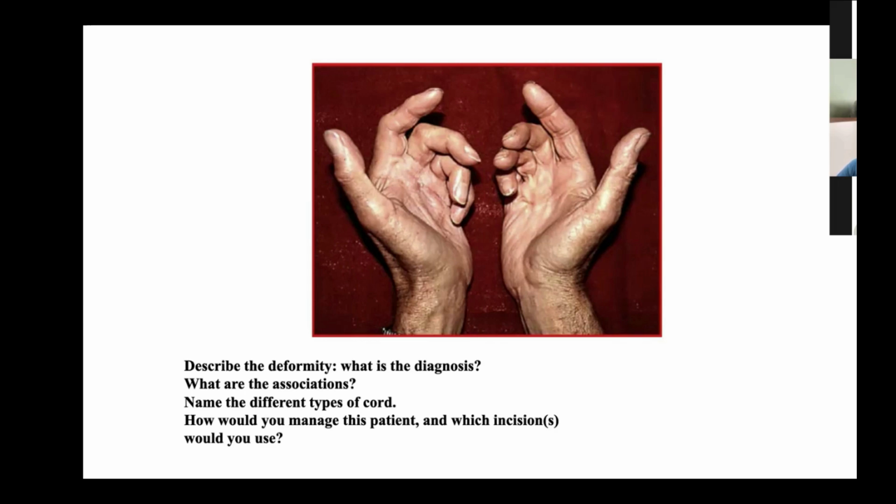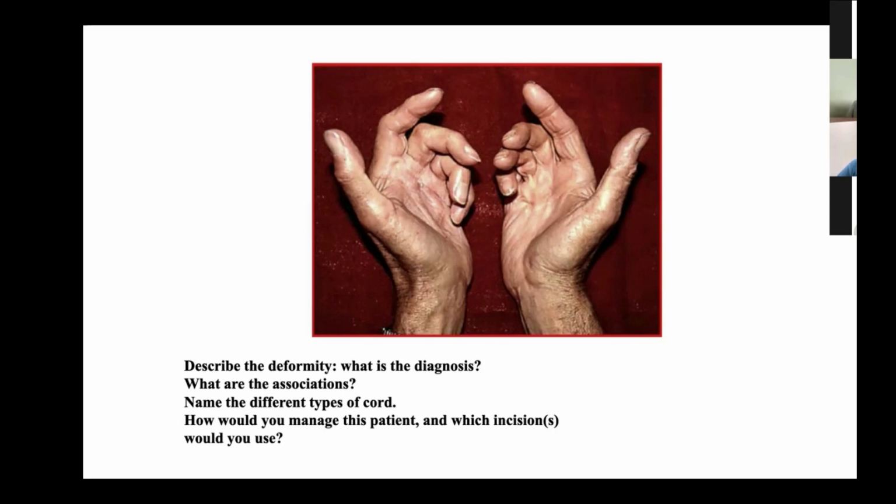So what's your differential diagnosis? Or your diagnosis? Mostly it is a Dupuytren contracture. Okay, a Dupuytren disease, which is suggested based on the history and the clinical examination.